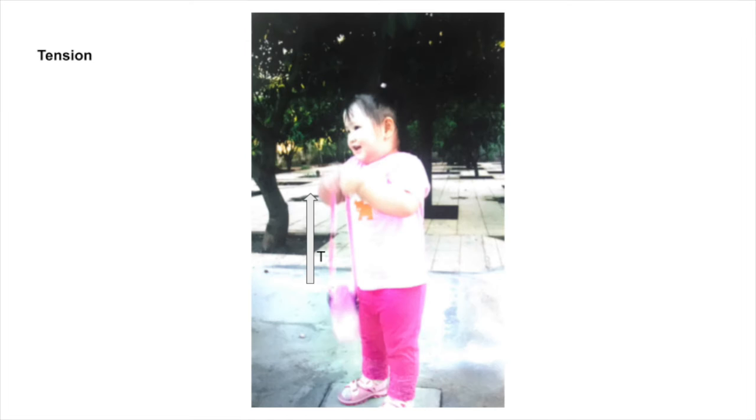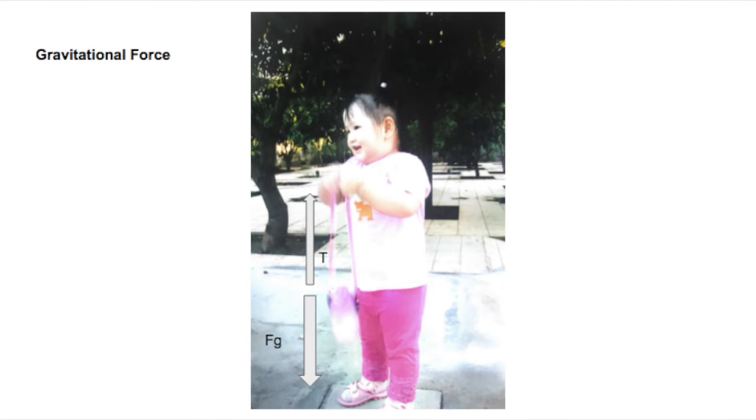To the next picture, as we can see, the bottle is hanging on my hand. Therefore, there is tension in the rope of the bottle, trying to hold on to my hand. Then we have gravitational force because the bottle is facing the earth or ground.